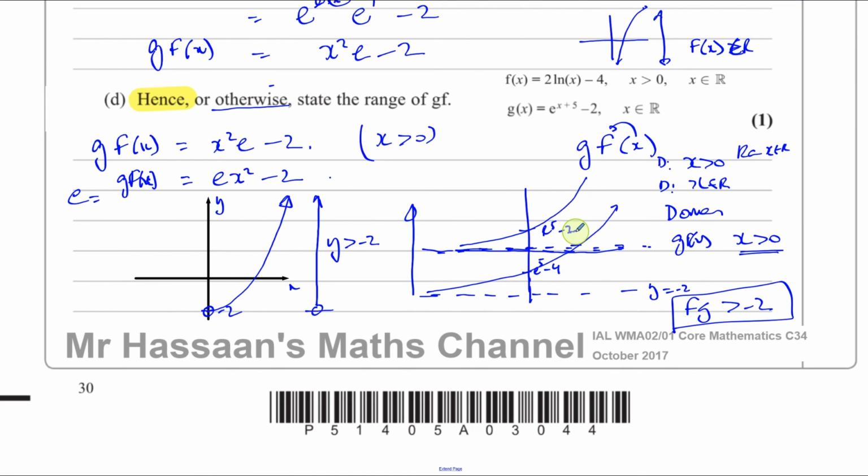Very important point here for this question.